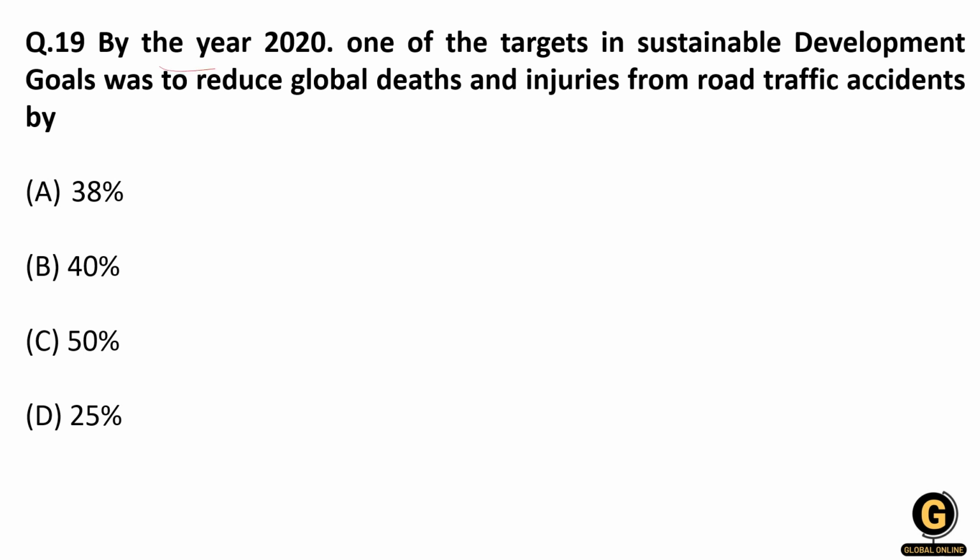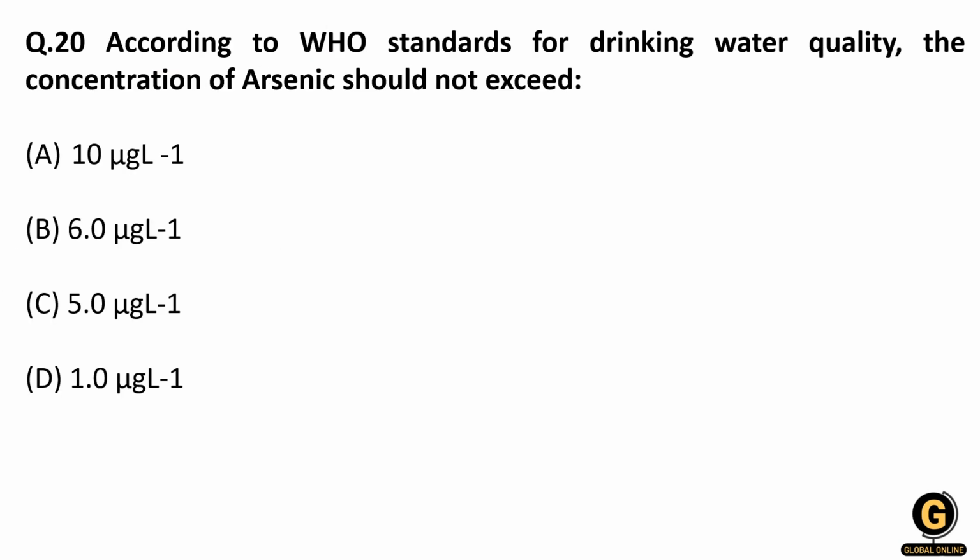And by 2020, one of the targets of SDG was to reduce the global deaths and injuries from road traffic accidents by how much? So students, by 2020 the target of SDG was to reduce the deaths and injuries occurring from road traffic accidents by 50%. So you have to remember, by 2020 that was the target. So the correct answer is 50%.